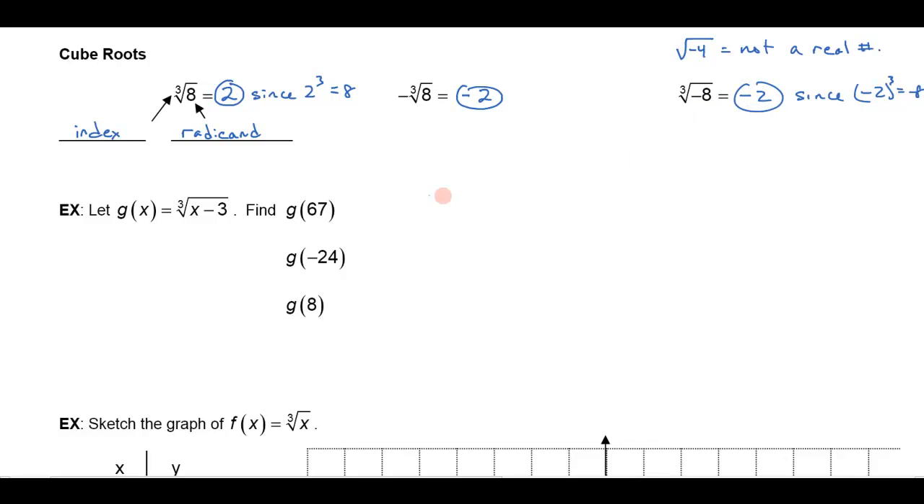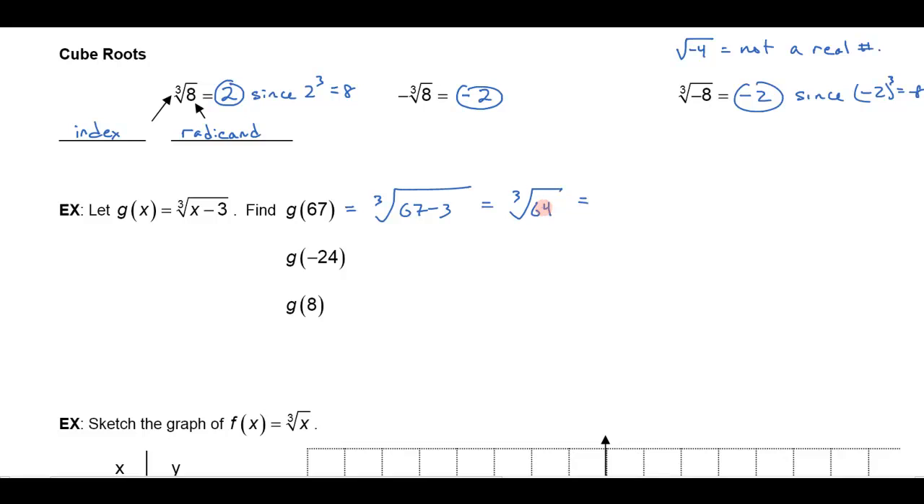Okay, so let's do another example here. Here's a function. G of x is the cube root of x minus 3. So if I'm asked to find g of 67, that would be the cube root of 67 minus 3. So that would be the cube root of 64.